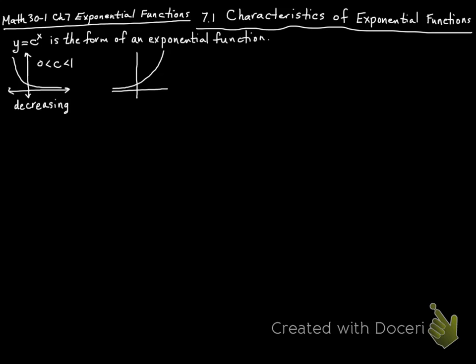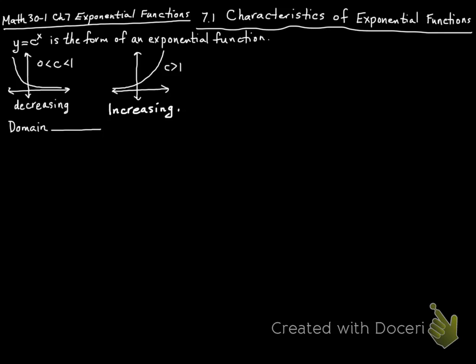If the c value in that equation is less than 1 but greater than 0, we're going to have a decreasing exponential function. That's the first graph. If c is greater than 1, then we're going to have an increasing exponential function, and that's the second graph.